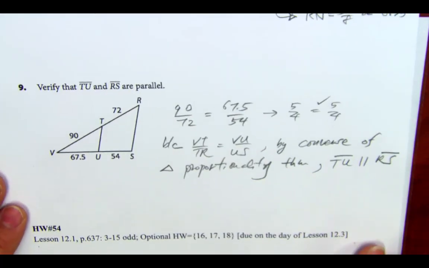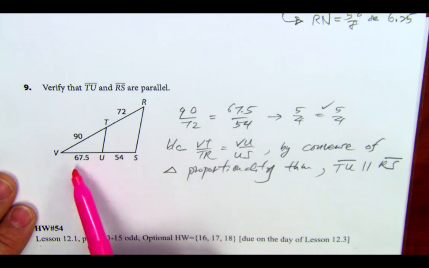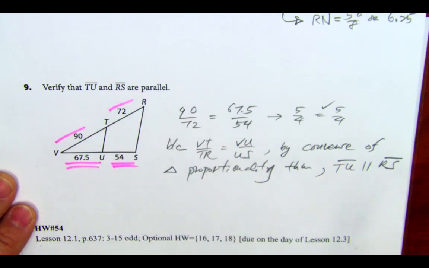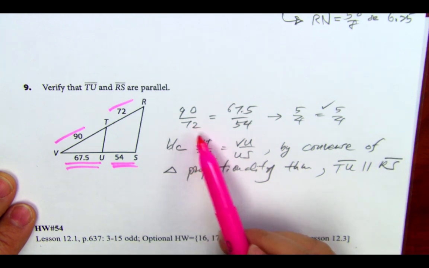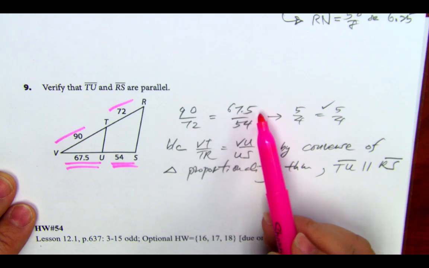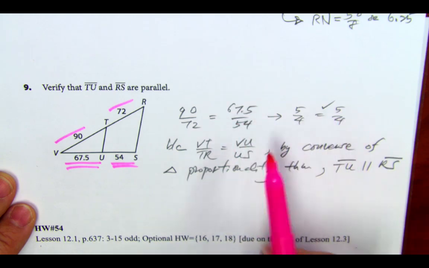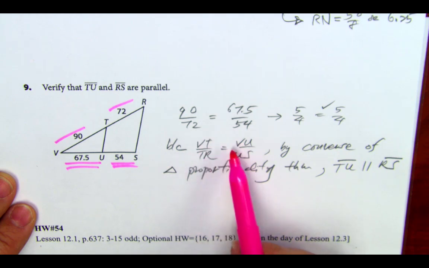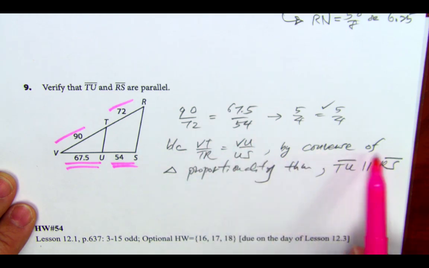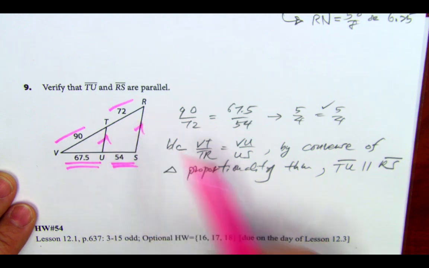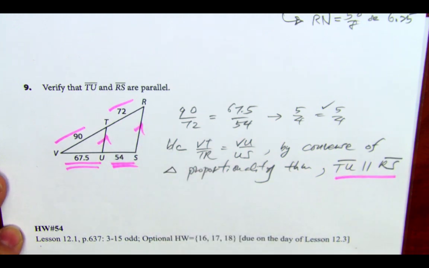Number 9, we need to verify this. So we just need to make sure that the ratio of these two and these two are equal to each other. When I did that, 90 over 72 is equal to 5/4, and 67.5 over 54 is 5/4. So we just showed that VT over TR is equal to VU over US, so by the converse of triangle proportionality theorem, TU must be parallel to RS.